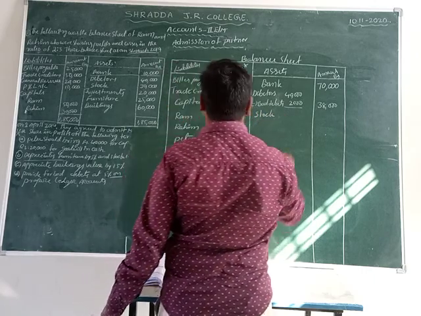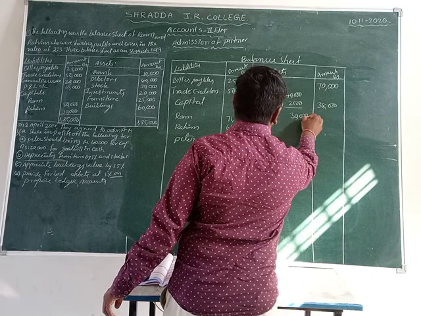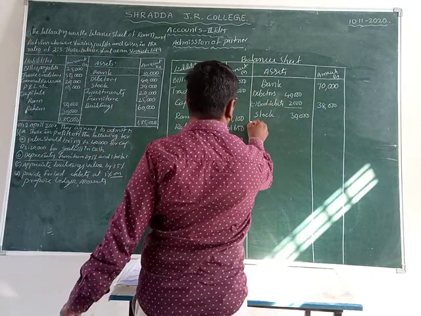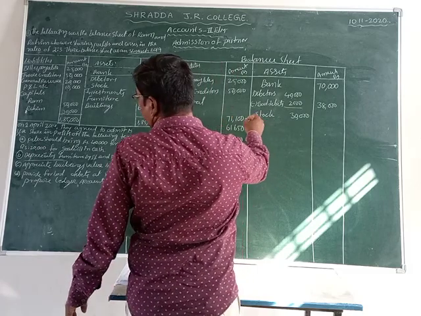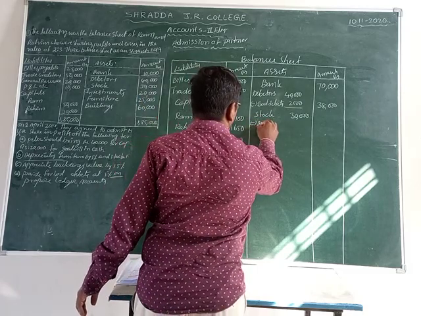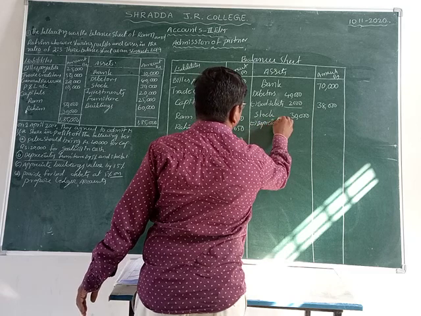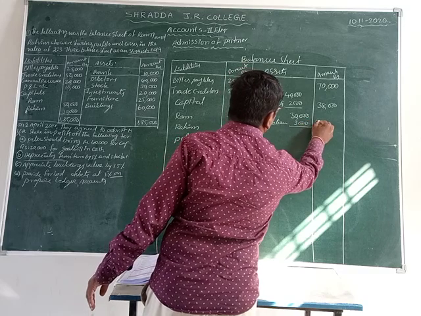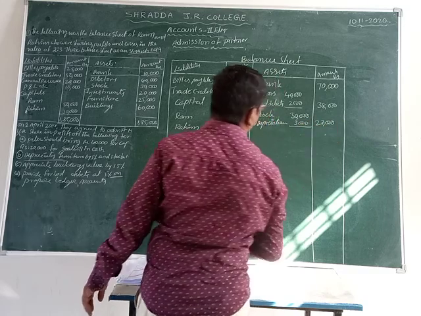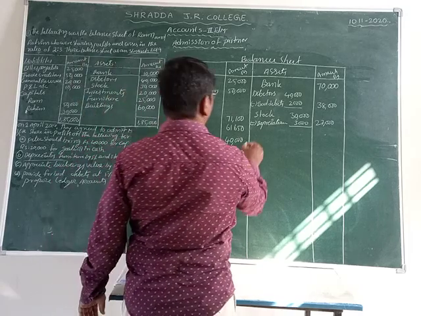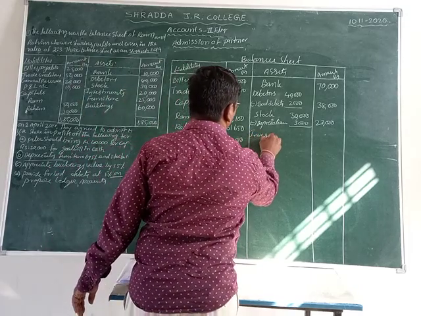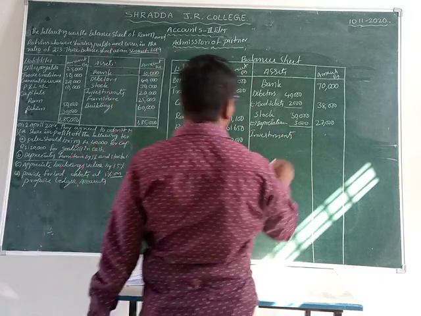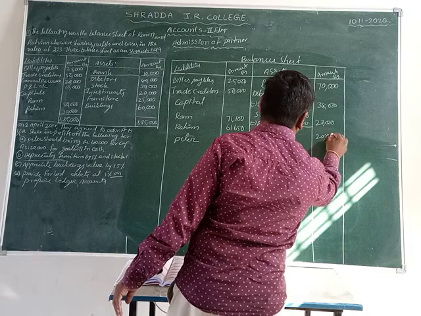Next one, stock. Stock value is what? 30,000. So here the value is decreasing. Depreciation. That's why we take minus depreciation. Depreciation amount is what? 3,000 rupees. Remaining 27,000. Next one is what? Investments. They have no adjustment. Directly we can take 20,000.